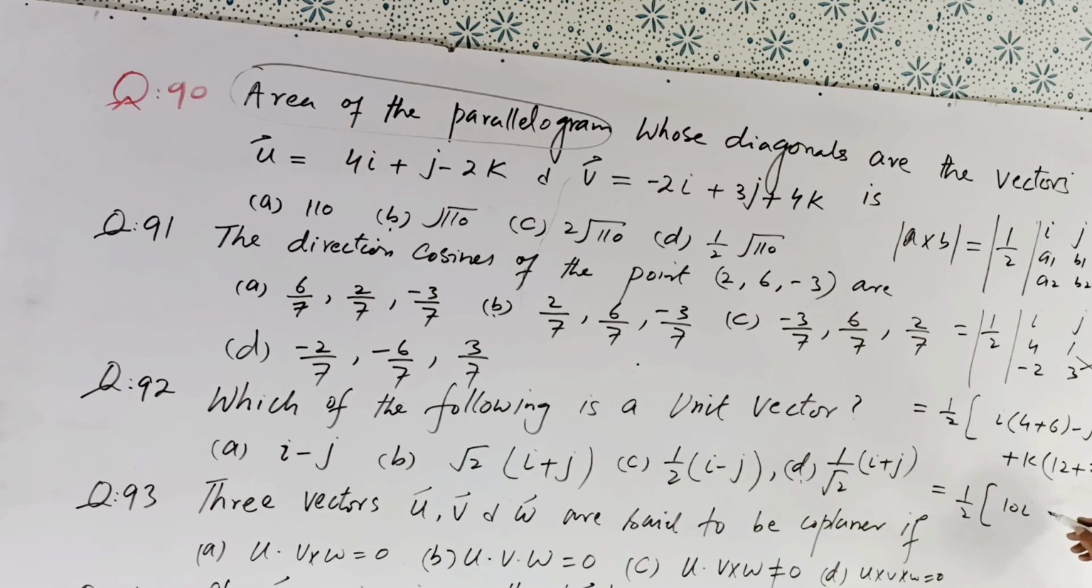Now 1 by 2 we can write here 10 i, minus 12 j, plus 14 k. Now the absolute value is required here. We take the absolute value, so 1 by 2 absolute of the square root of 10 square plus minus 12 square plus 14 square. Here 1 by 2 is equal to 100 plus 144 plus 196.